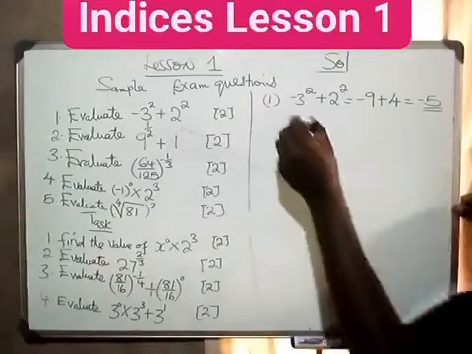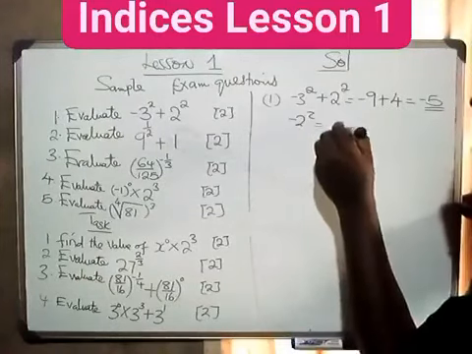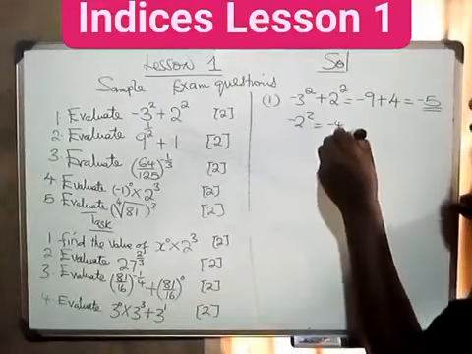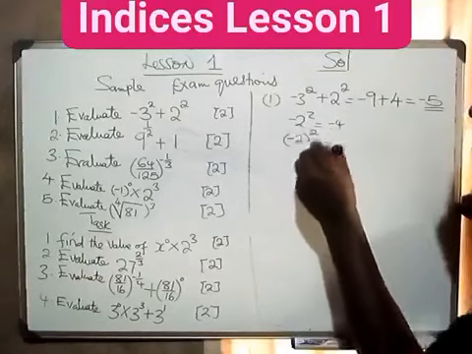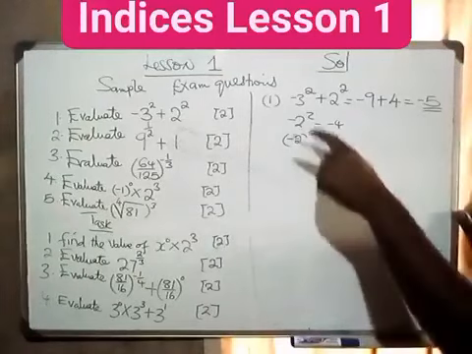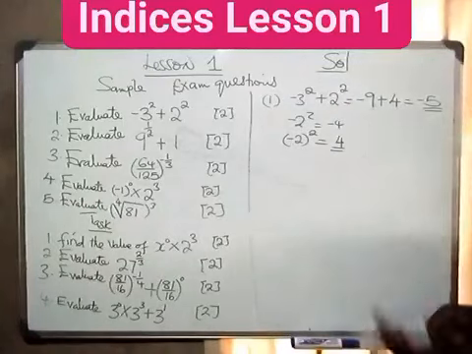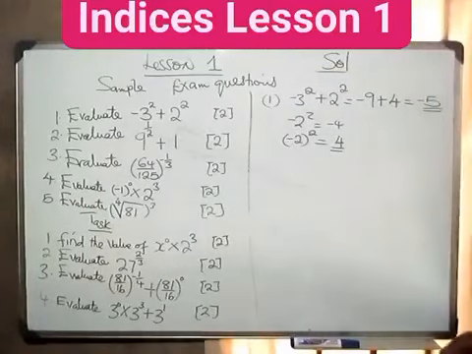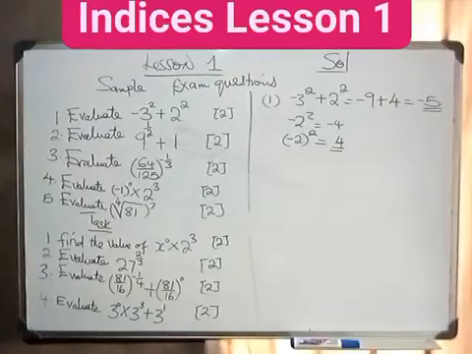I want to say something. -2 squared, the answer will be -4. But -2 in brackets, then squared, the answer is +4. This is the reason why I've written -3 squared as -9, plus 4. So this is the way it is done.